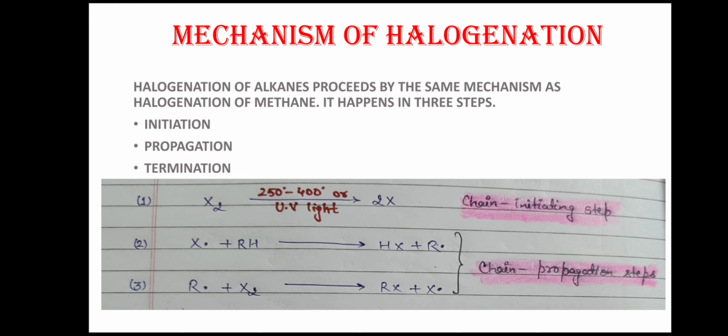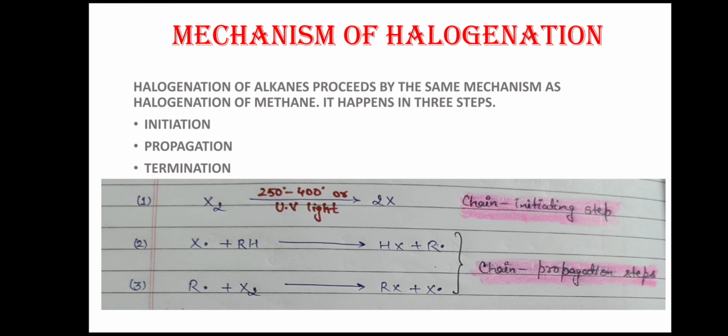So the last topic is the mechanism of halogenation. We have to study how the halogenation works, how we get the products in the reaction of halogenation. Halogenation of alkanes proceeds by the same mechanism as halogenation of methane. It happens in 3 steps. First step is initiation. Initiation means starting. Propagation, that is in between. Termination, that is where we get the products.